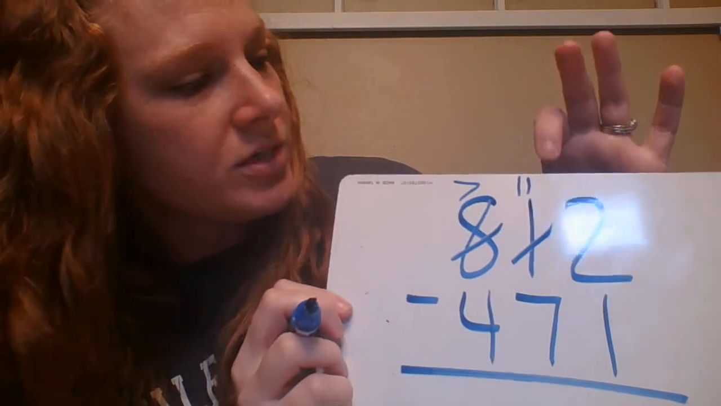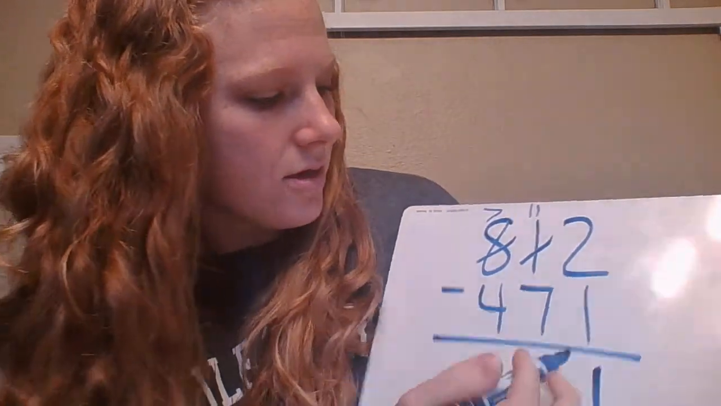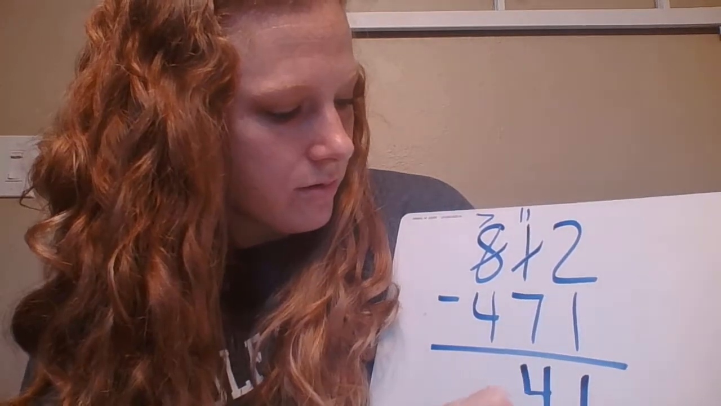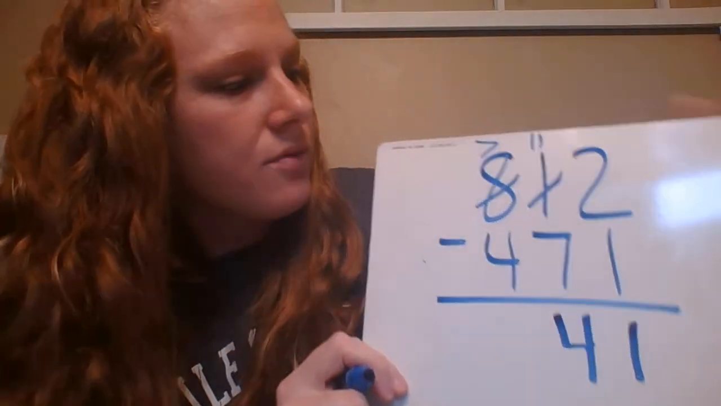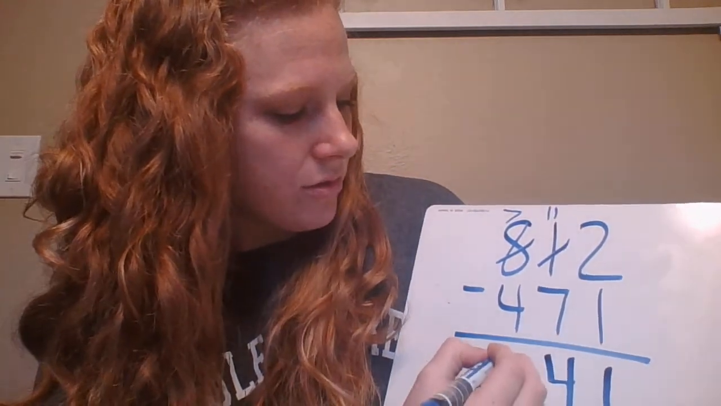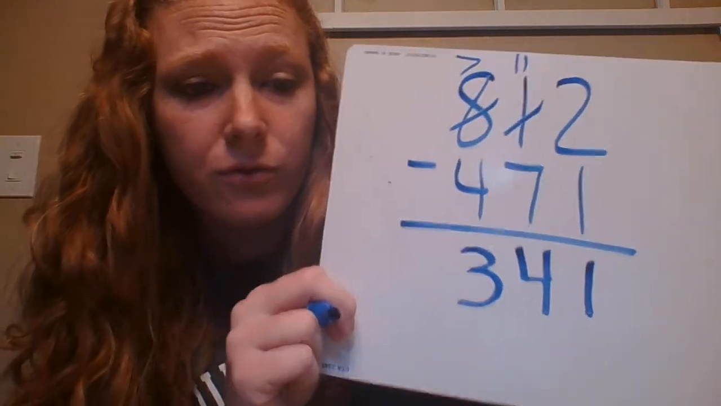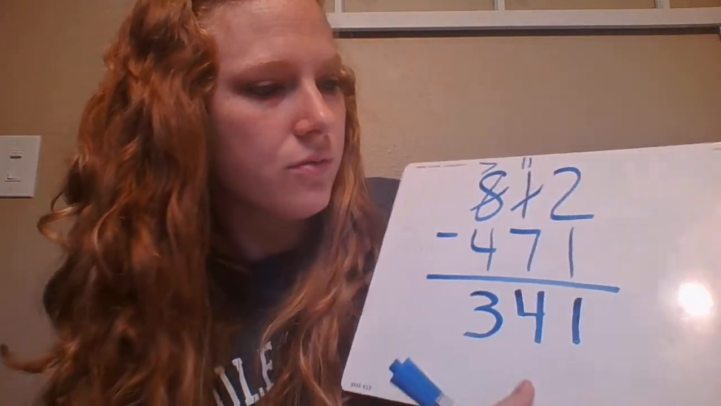Now, we're going to do 11 minus 7, so 11 menos 7, which is 4, or 4. And then we're going to do 7 minus 4, 7 menos 4, which is 3. So your final answer should be 341.